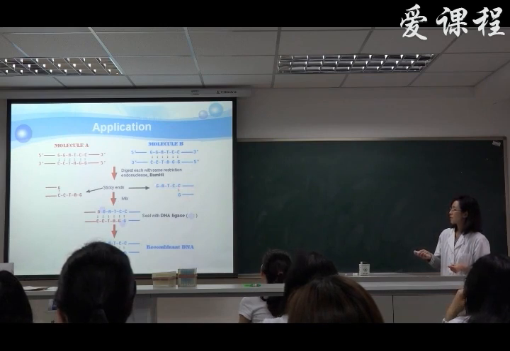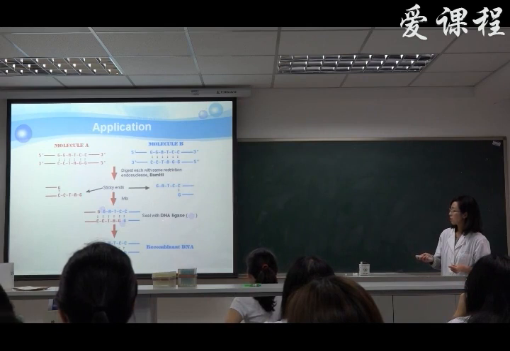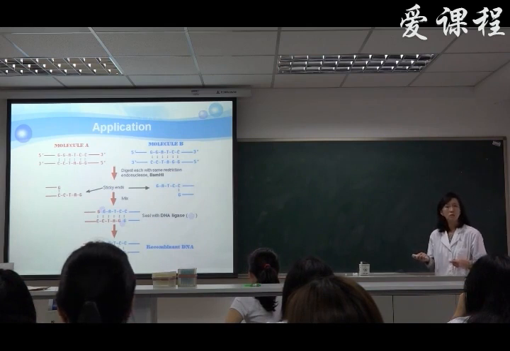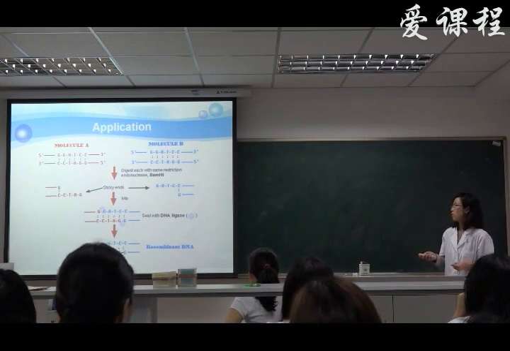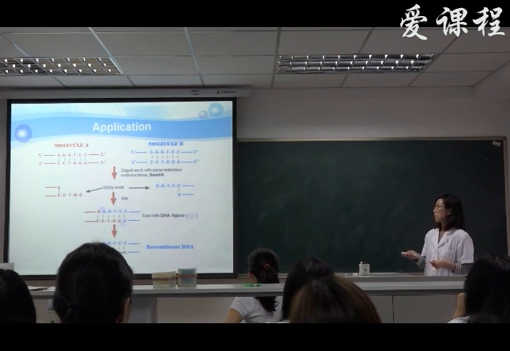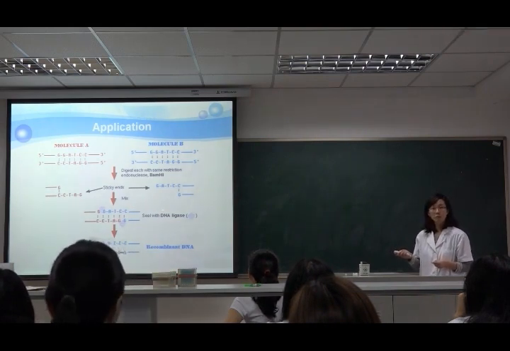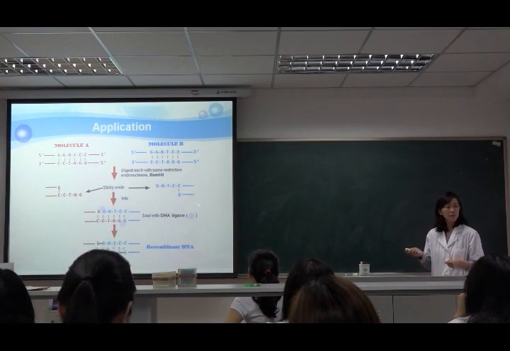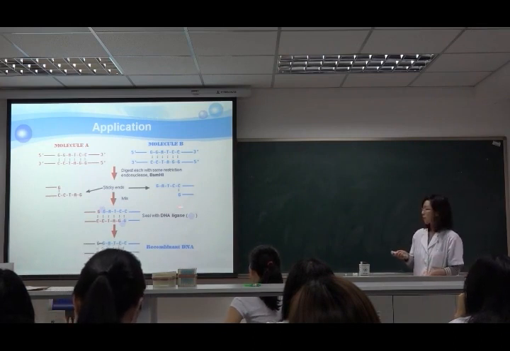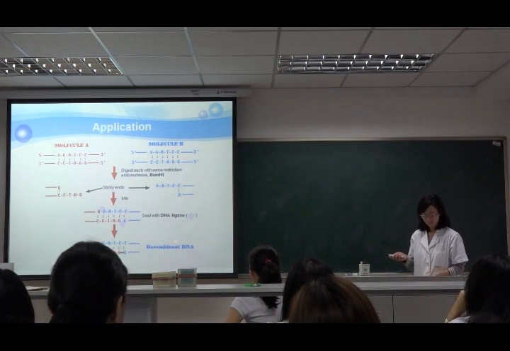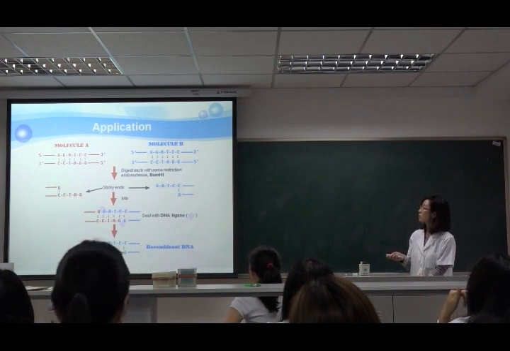Then we can see this is a pair of nucleotides. So we can use DNA ligase to seal this. Then we get a new molecule. This new molecule is a recombined DNA, which includes molecule A and also molecule B. Understand here? Okay, and we can use this to do further experiments.